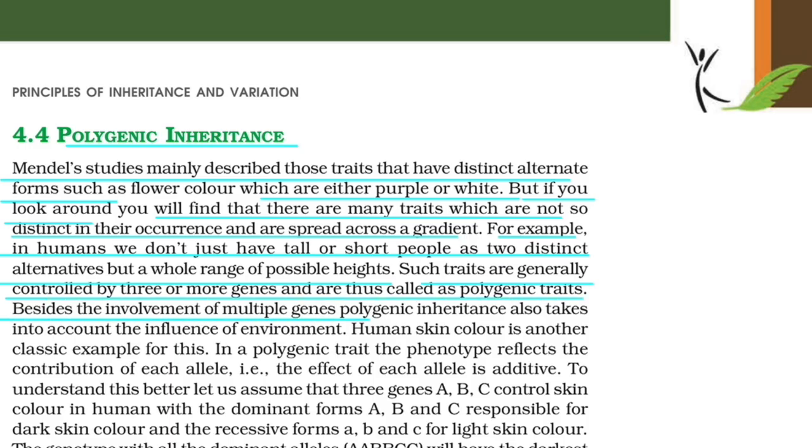Besides the involvement of multiple genes, polygenic inheritance also takes into account the influence of environment. Human skin color is another classic example of this. In a polygenic trait, the phenotype reflects the contribution of each allele. It means the effect of each allele is additive.